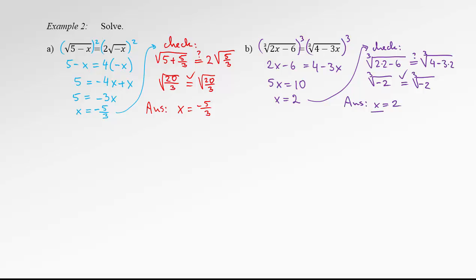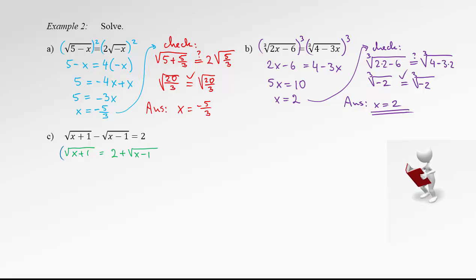X equals 2. Let's look at this example. Here we deal with two roots on the same side, so the idea is to isolate a single root at a time. Therefore, I'm going to move this root to the right-hand side. So we have root of x plus 1 equals 2 plus root of x minus 1. And now we're supposed to square both sides, right? The square on the left-hand side causes the root to disappear, that's fine. But on the right-hand side, we really have to be careful. We need to apply the perfect square formula because we have two terms, right? Okay, so let's do that.